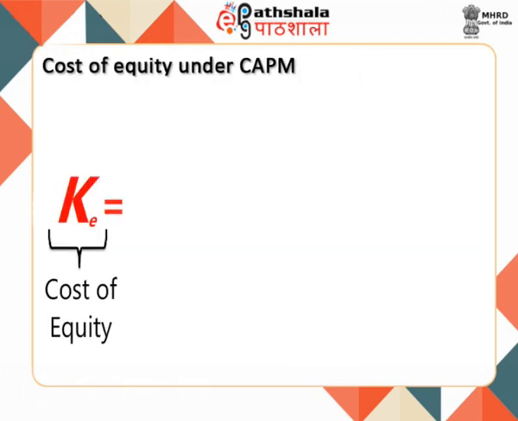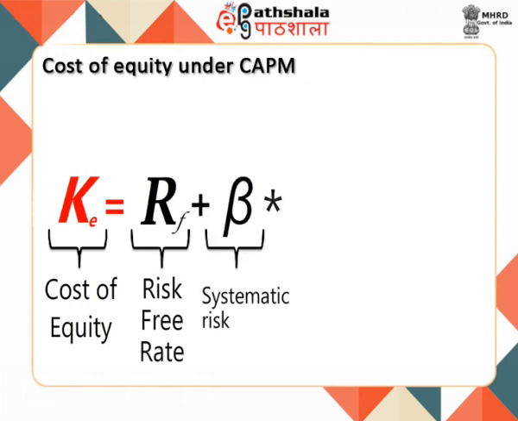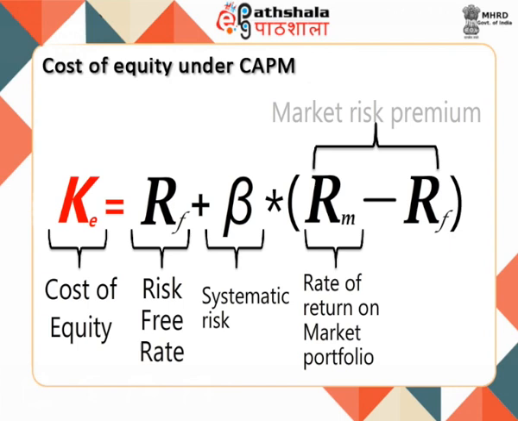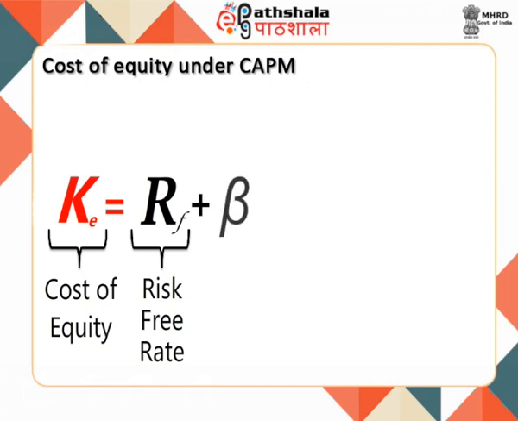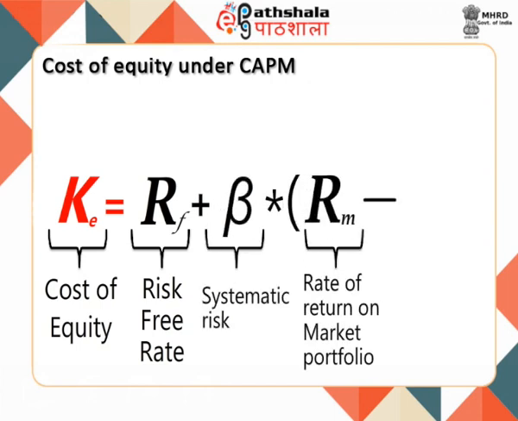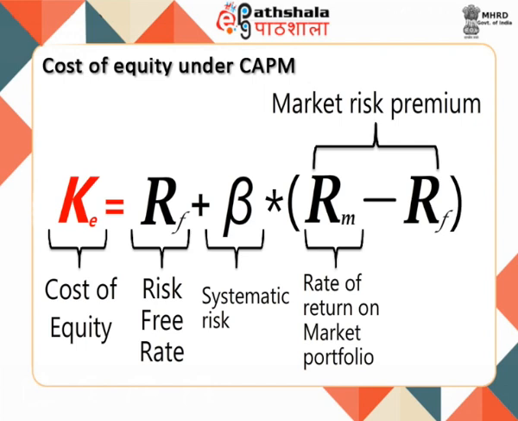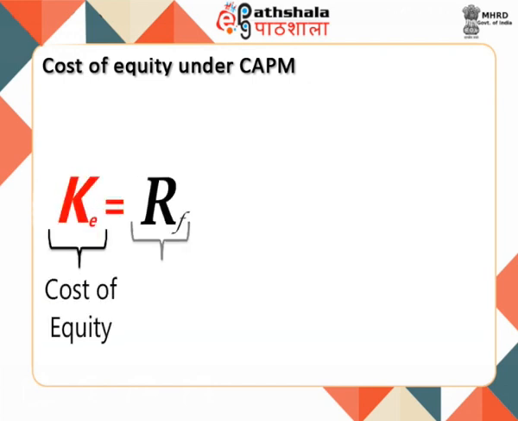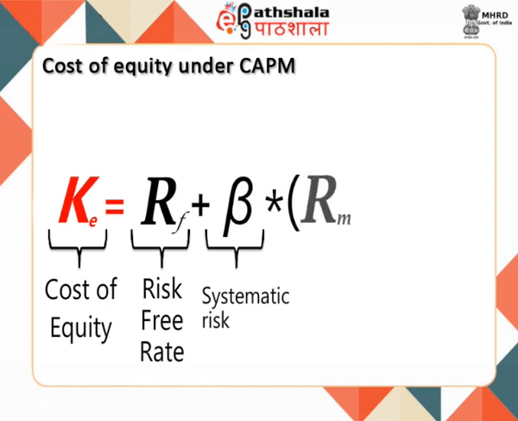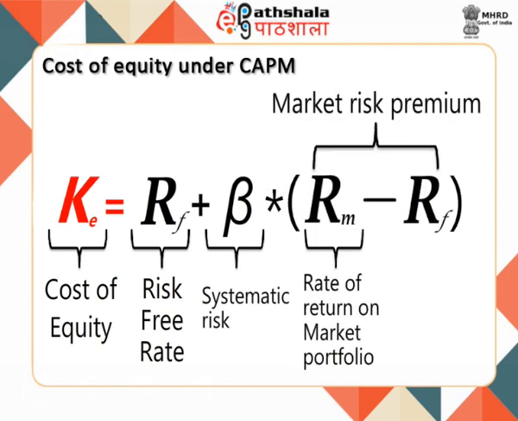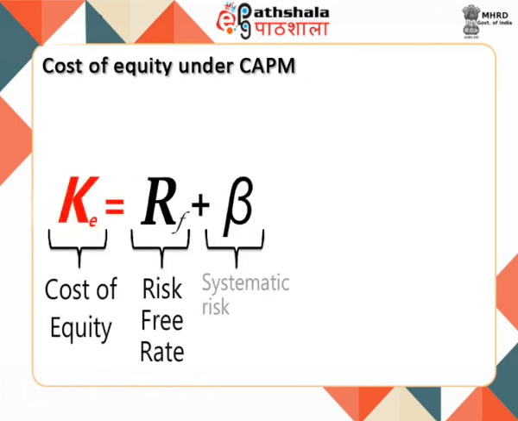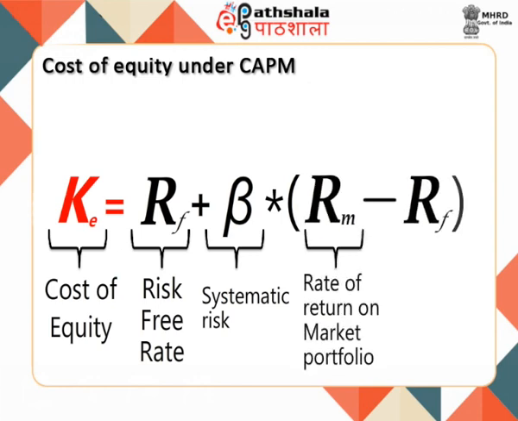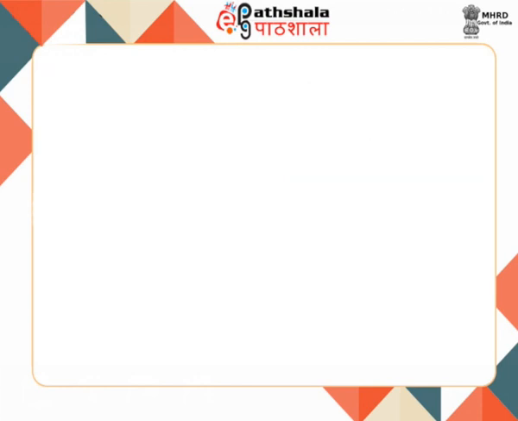The equation for finding out the cost of equity under CAPM is shown here, where KE is equal to cost of equity, RF is the risk-free rate, RM is the rate of return on market portfolio or average return on all the assets, RM minus RF is equal to market risk premium, and beta is equal to beta coefficient, systematic risk. The components of the equation can be explained as follows.